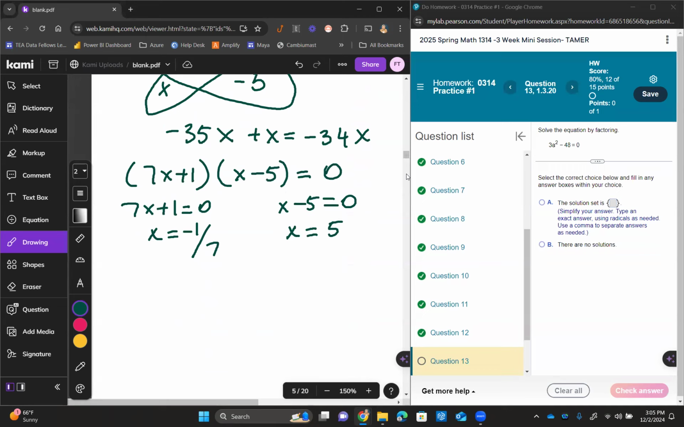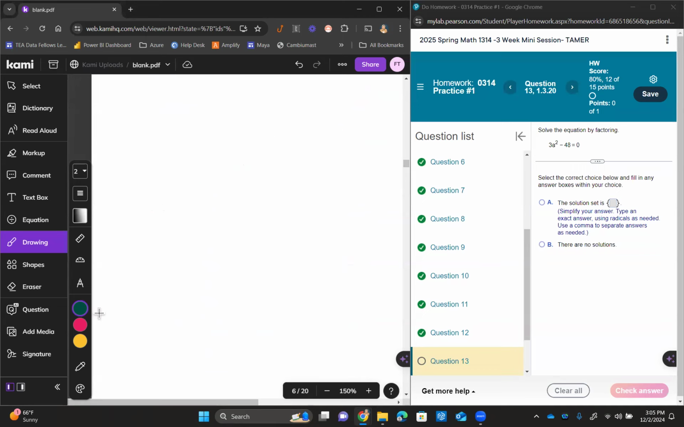Next question is question 13. It's again a solve by factoring type of problem. 3a squared minus 48 is equal to 0. This is not a trinomial anymore, so I can't use the technique that I have been showing you. First thing I can do is, I know that 3a squared and 48 both have a 3 in common. So applying the GCF method really makes all your factoring problems easier.